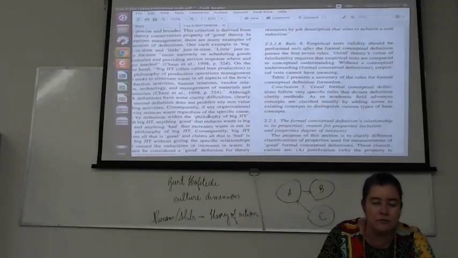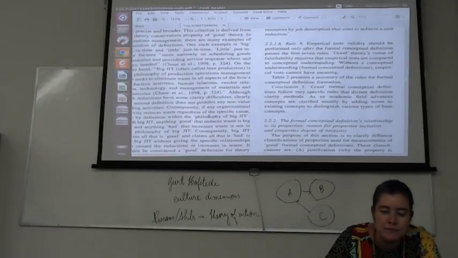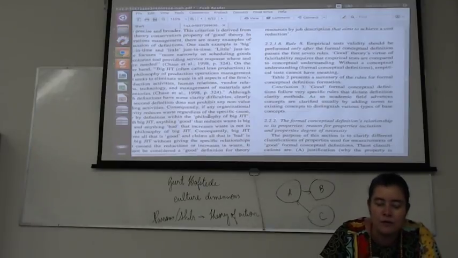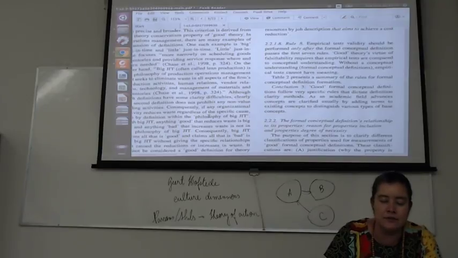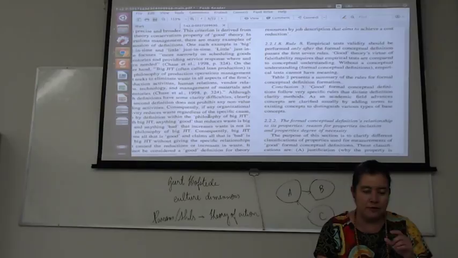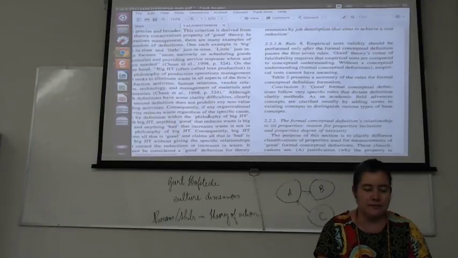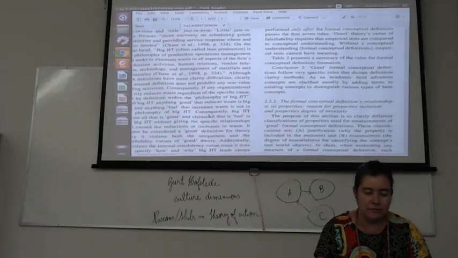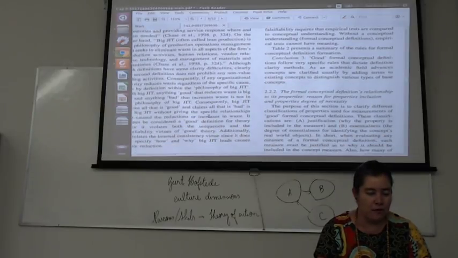The eighth rule. You should test the validity of your theory and the concepts only if you achieved to comply with the seven rules that we saw now.